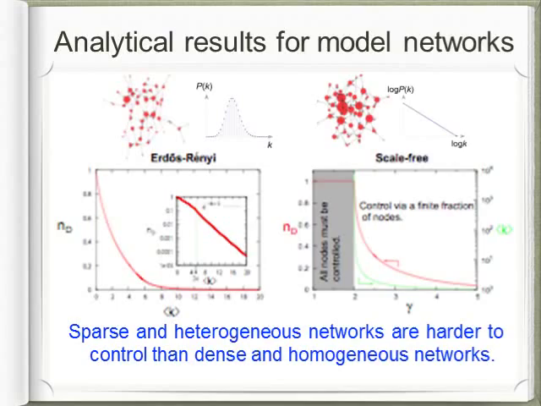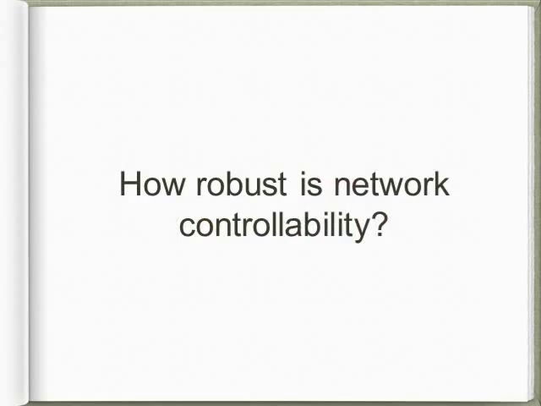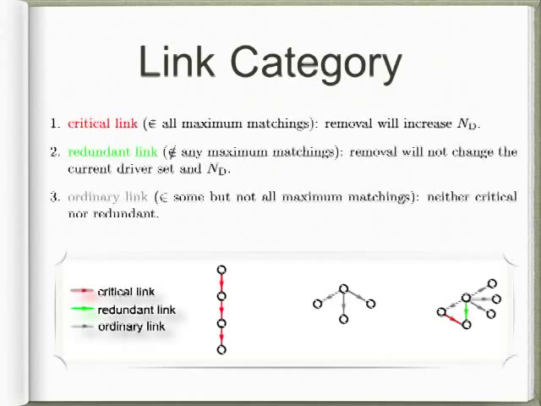Then we ask the question, how robust is network controllability against node failure or link failure? I'm going to focus on the link failure. To answer this question, we do a simple classification. We categorize the links in the network into three types. The first type is the so-called critical links. They belong to all the maximum matchings. And if you remove one of the critical links, then you have to control more nodes, which means the number of driver nodes will increase.